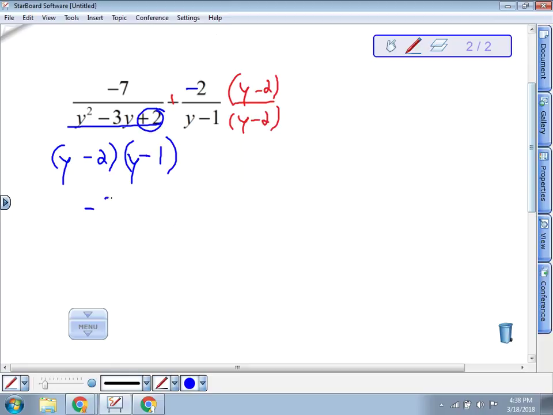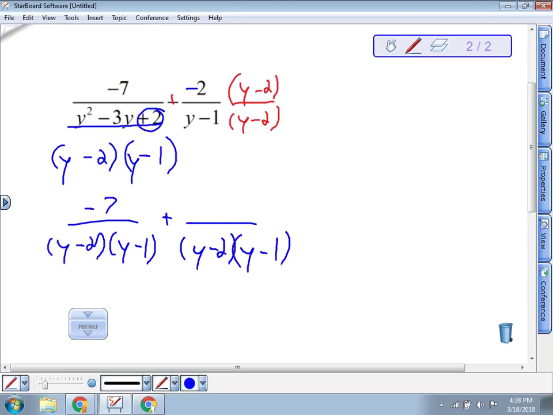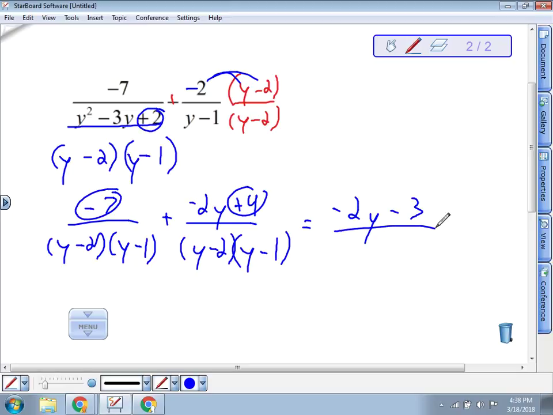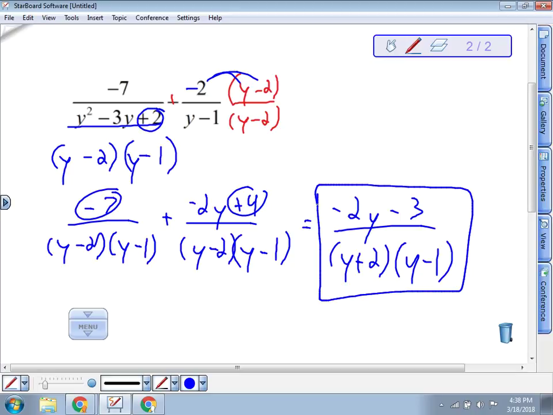So we're going to have negative 7 over y minus 2, y minus 1. And that's going to be plus. Again, we're going to have that same common denominator, y minus 2, y minus 1. And then we're going to have negative 2y, and we're going to have plus 4. So then we're going to combine like terms, and we're going to get negative 2y, negative 7 plus 4 is negative 3. And then that's all going to be over, all right, our y plus 2, y minus 1. And we can keep it right there. If we want to factor out the negative 1, we could, but that answer will work. And that's how you add and subtract rational expressions with unlike denominators.